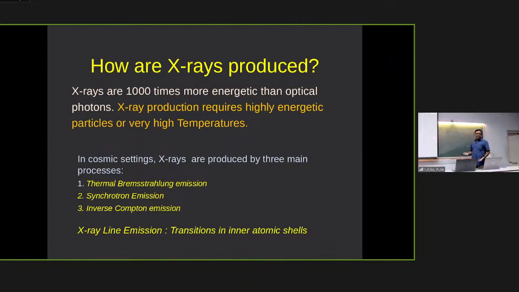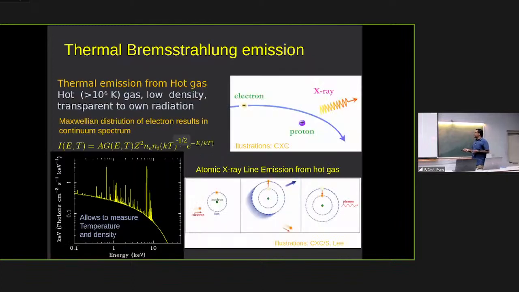For example, in the visible band, you see the Balmer lines due to hydrogen. Similarly, in X-rays you also see line emission, and line emission is produced by transitions between atomic levels. Because the energies are higher, here the electronic transitions are from the inner atomic shells. When you have that, you can produce X-ray lines. So let's go through them one by one.